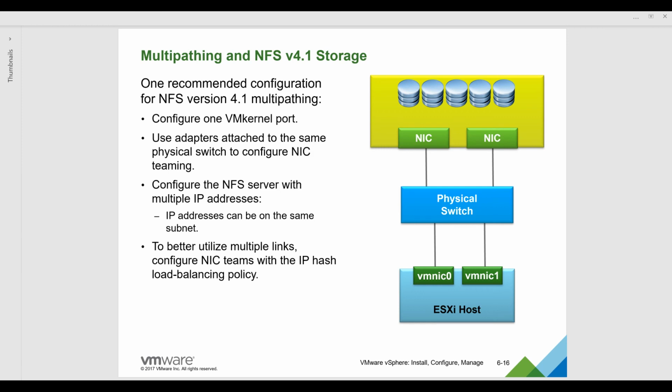Multipathing and NFS 4.1. This is a recommendation to configure one VM kernel port and use adapters attached to the same physical switch to configure NIC teaming. And we configure the NFS server with multiple IP addresses. The IP addresses need to be on the same subnet. And to better utilize multiple links, configure NIC teams with the IP hash load balancing policy.